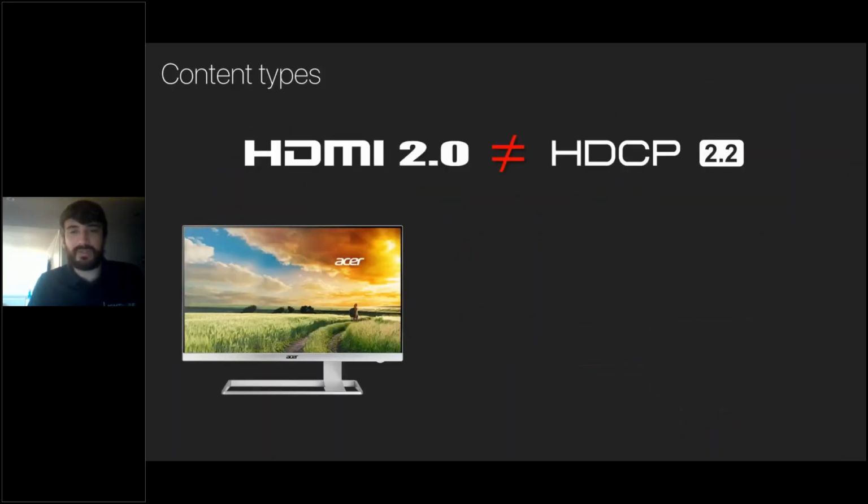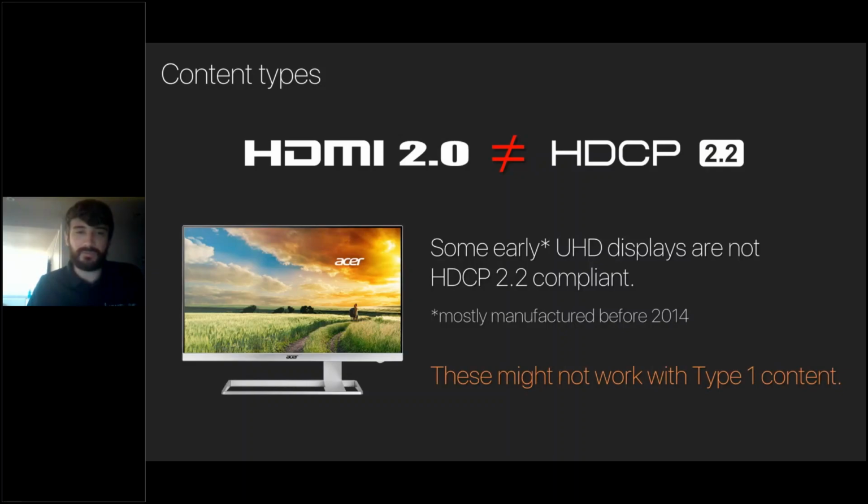It's worth just quickly mentioning that just because something is HDMI 2.0 does not necessarily mean it's HDCP 2.2 compliant. There was a brief period just before 2014 where there were HDMI 2.0 devices being made, but HDCP 2.2 wasn't ready yet. So these might not work with type 1 content, so it's just worth bearing in mind.